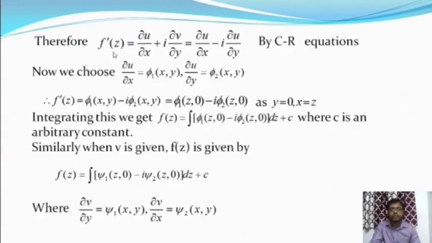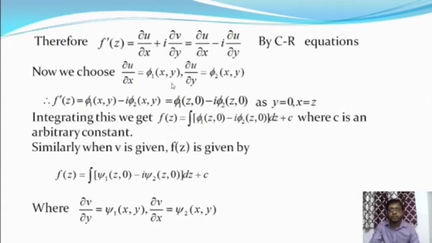Okay, now we are going to find the first derivative of f of z. So the derivative of f of z is f dash z, and this is equal to del u del x plus i into del v del x. So applying the CR equation, it will change, and it will give del u del x minus i into del u del y. CR equation of complex function.